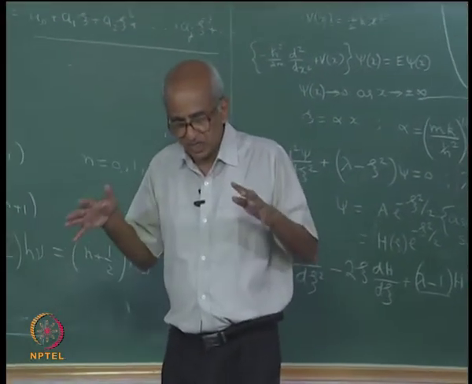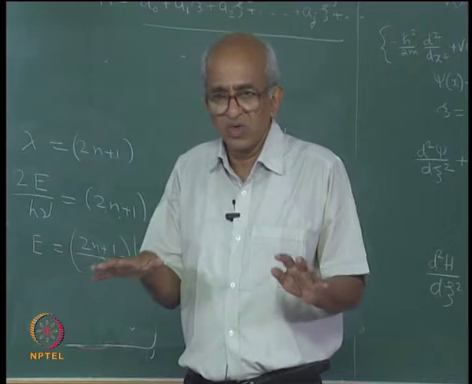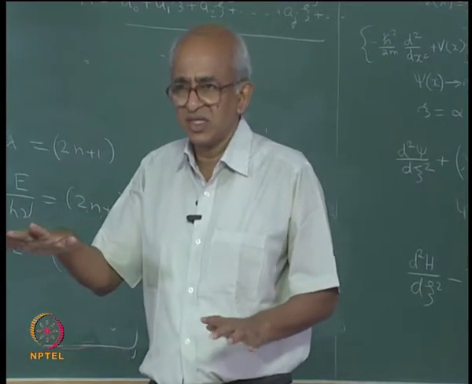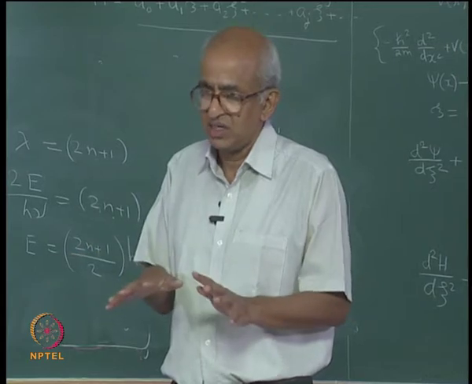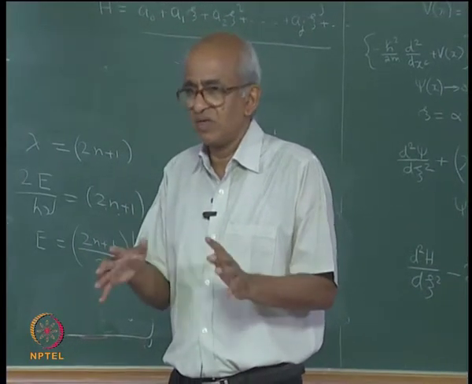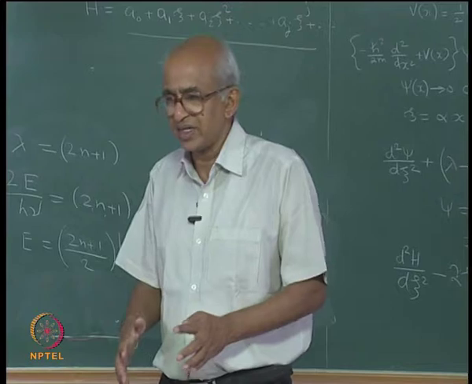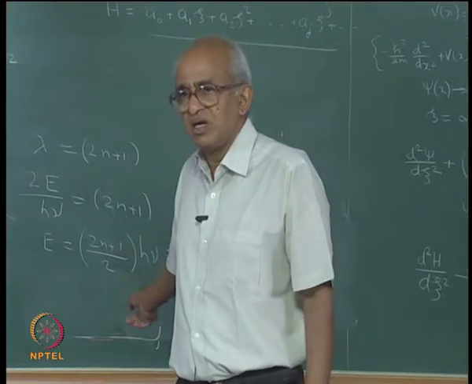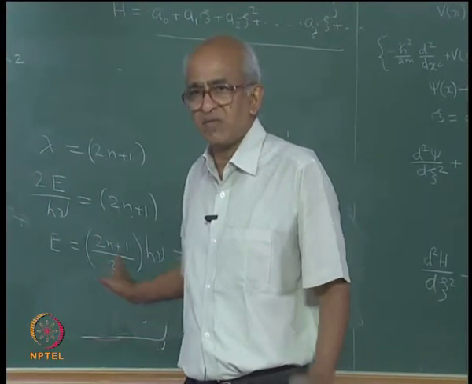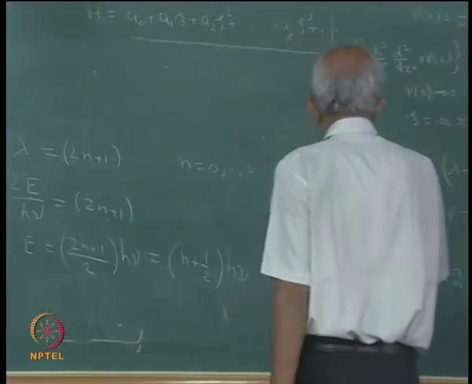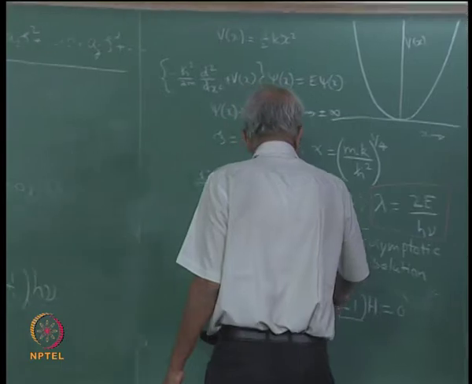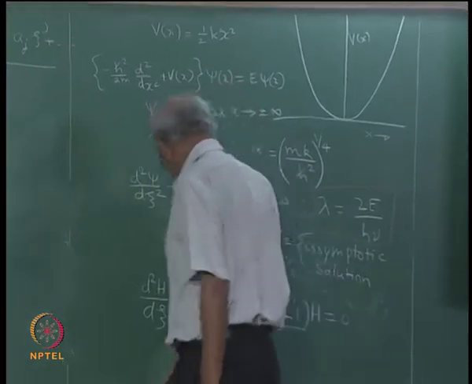So, therefore, you are able to get acceptable solutions only for these values of energy, and there are no acceptable solutions for any other value of energy. And so, we say that the energy of the harmonic oscillator is quantized, it has to be equal to n plus half h nu, otherwise no acceptable solutions. Okay. And further, if lambda is equal to 2n plus 1, you can actually substitute it here.